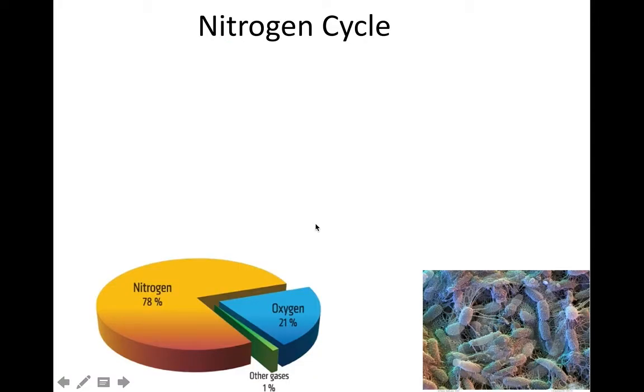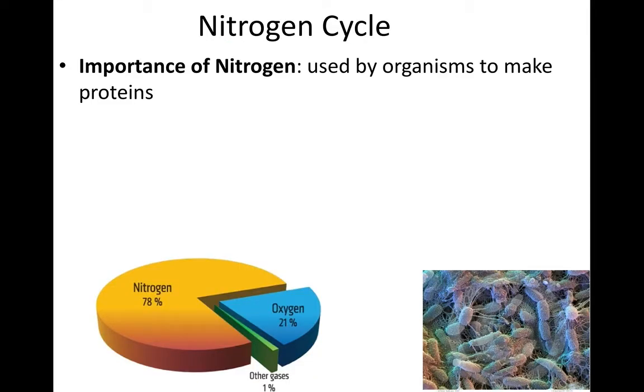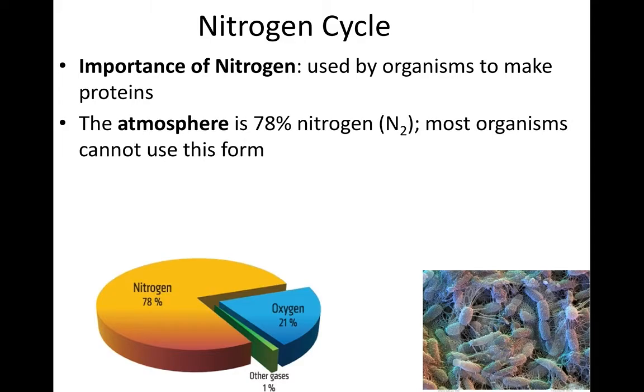The third cycle is the nitrogen cycle. So what is the importance of nitrogen? It's used by organisms to make proteins. Okay, proteins are needed to build cells and to help with chemical reactions. They're super important. The atmosphere is actually 78% nitrogen, right? So most of the air around you is nitrogen, but there's a problem. We can't use this form. It's useless to us. We breathe it in, we breathe it back out. It's in this form known as N2.